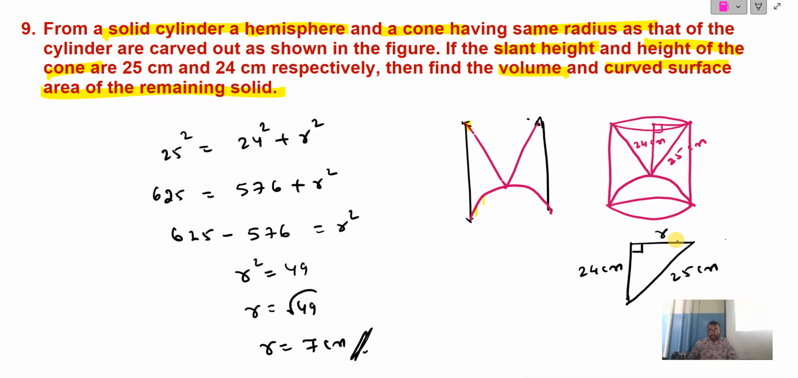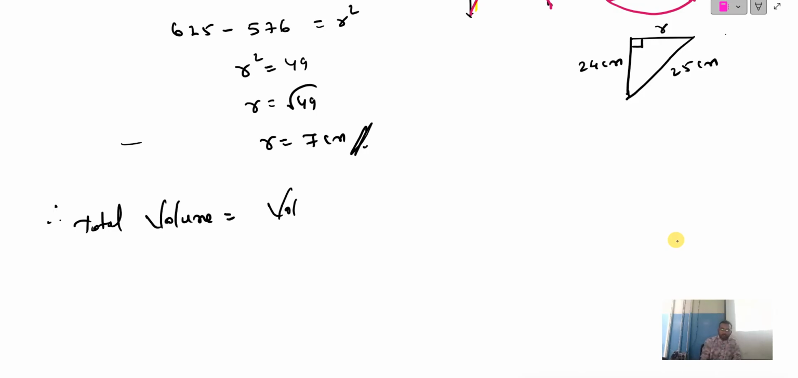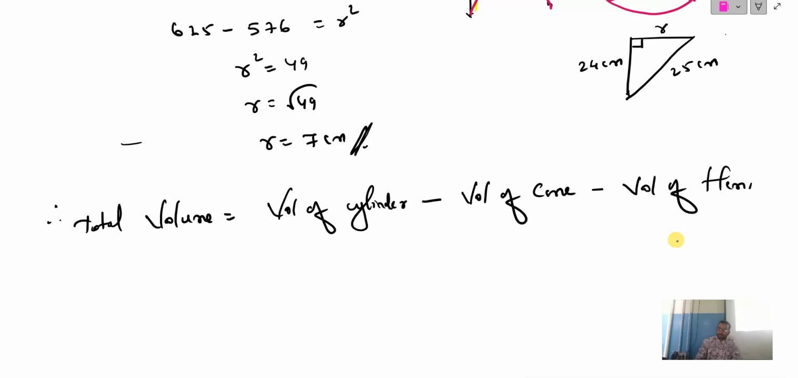Clear? Volume of cylinder formula is pi r square h. Volume of cone is 1 by 3 pi r square h. Volume of hemisphere is 2 by 3 pi r cube. Now as we can see, pi r square is common in all of them. So we can take pi r square common: h of the cylinder, minus 1 by 3 into h of the cone, minus 2 by 3. Pi came out, r square came out, one time of r is left out.